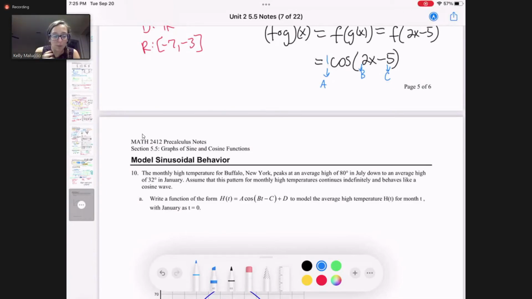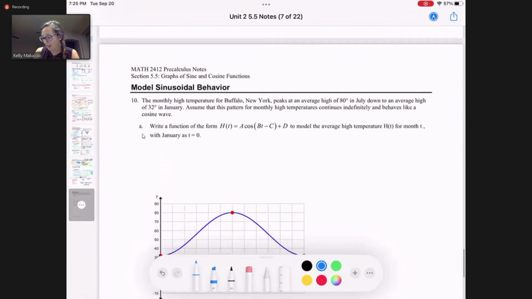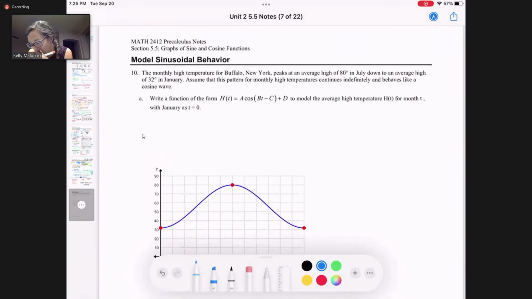Okay, so the last problem for today is this little model of sinusoidal behavior. It's just an application using a sine function, really, or actually it uses cosine, right? The monthly high temperature in Buffalo, New York peaks at an average high of 80 in July, down to an average of 32 in January. Doesn't that sound horrible? That's why we're all in Texas, right? Assume that this pattern for the monthly high temperatures continues indefinitely, yikes, and behaves like a cosine wave.